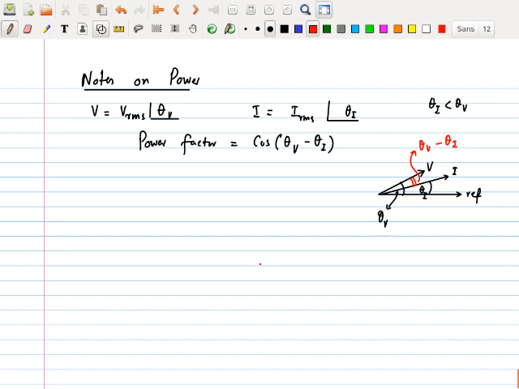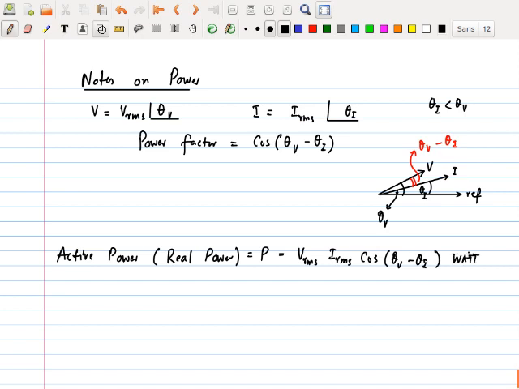Then, you have what is known as active power, right? Which is also called real power, which is what you can see, is also known as P, equal to Vrms and Irms of cosine of this angle. And that is denoted by what? So, the active power is the cosine of that, which means how much of V is on top of I. See?